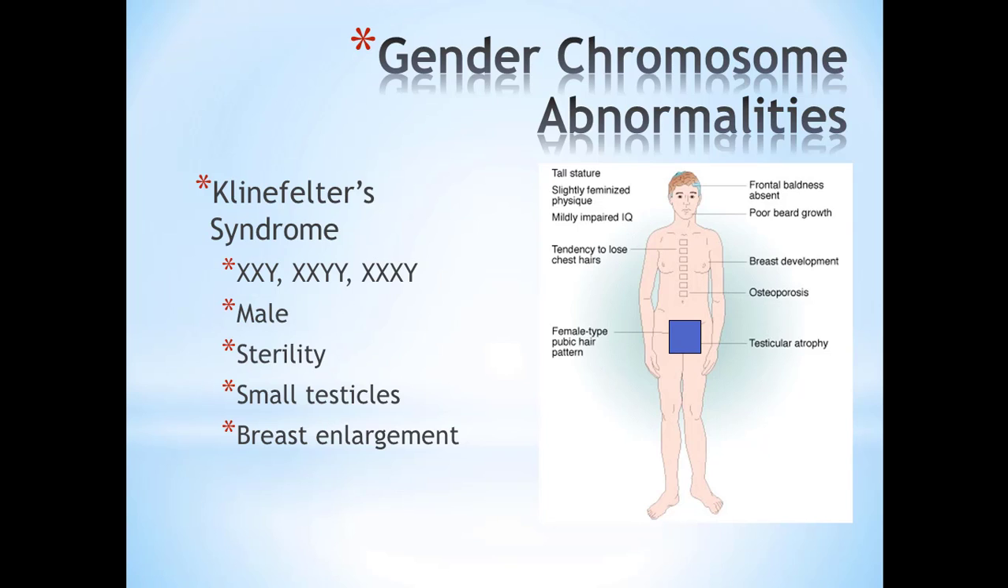There are some gender chromosome abnormalities like Klinefelter syndrome. A normal human male or female has XX or XY sex chromosomes, but with this kind of syndrome, like Klinefelter, they have XXY, XXYY, or triple XXXY. They are males, but they have some problems: sterility, small testicles, and breast enlargement.